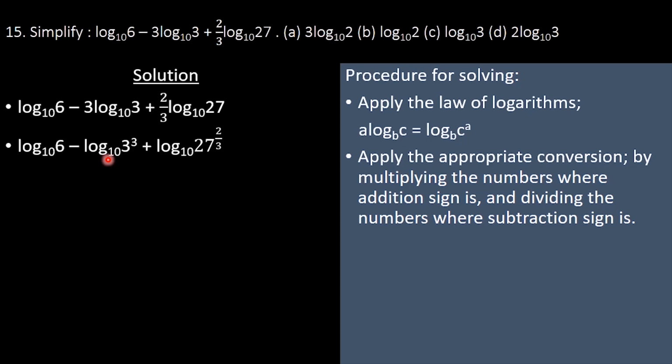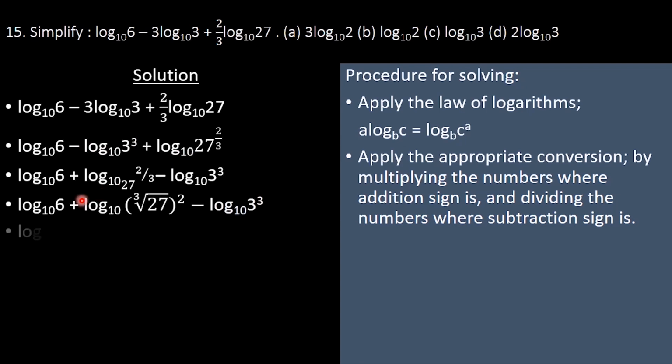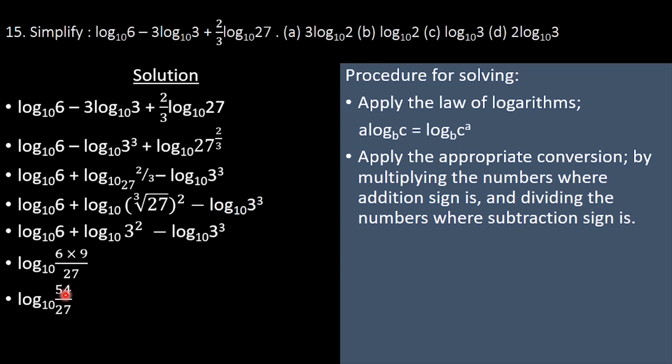Now let's express this question in the form of these laws of logarithms. We now have this expression. You rearrange by carrying the ones with positive sign together and the one with negative sign to the back. Then we have log 6 base 10 plus log 3 squared base 10 minus log 3 raised to power 3 base 10. Don't forget that we have to convert where the addition sign is to multiplication and where the subtraction sign is to division. Now we have log 54 over 27 base 10. Therefore our answer is equal to log 2 base 10.